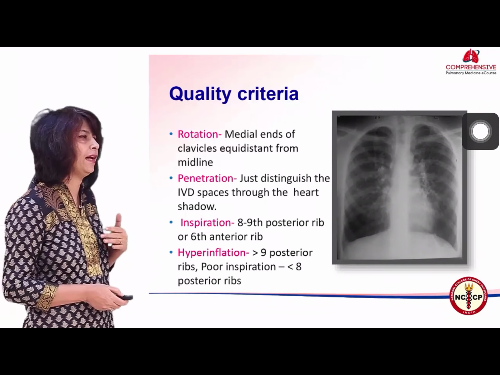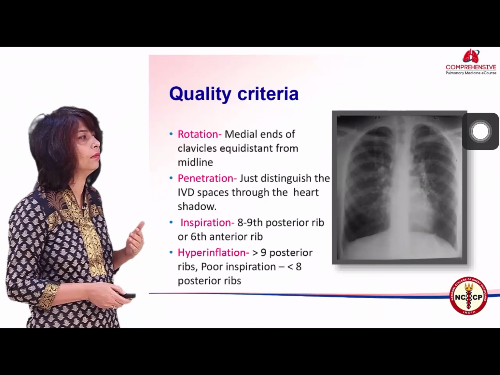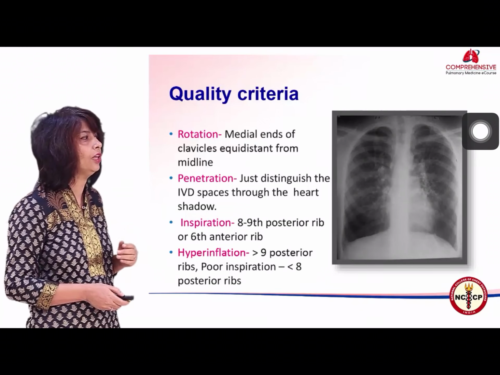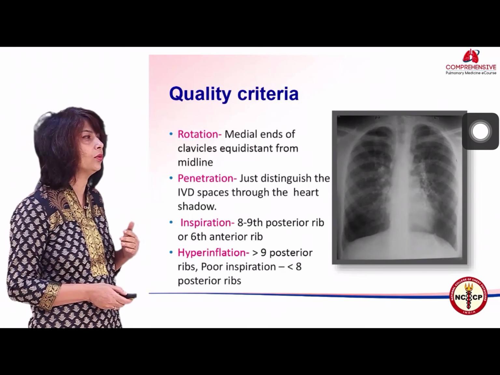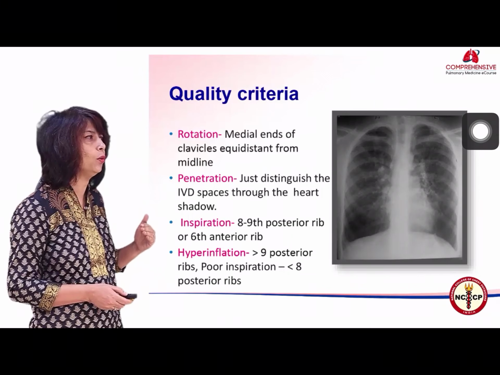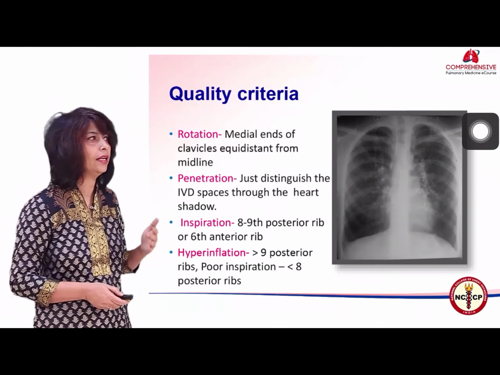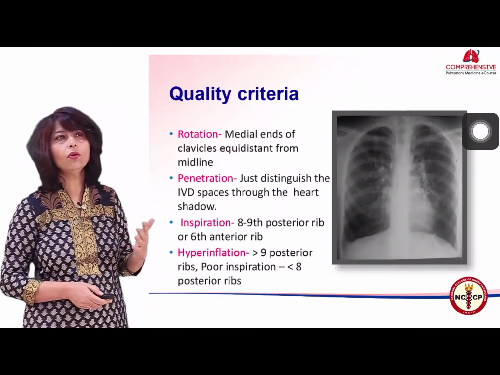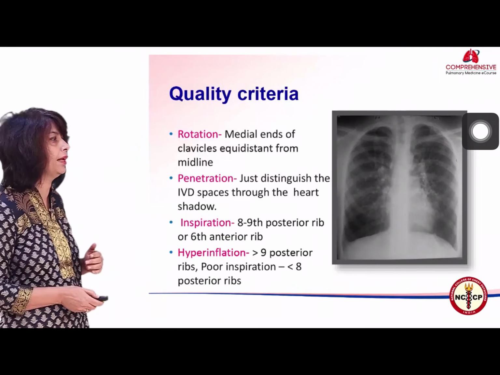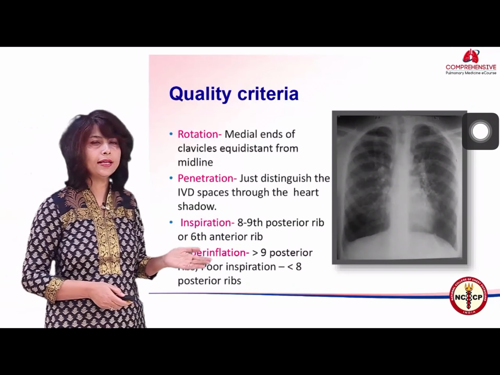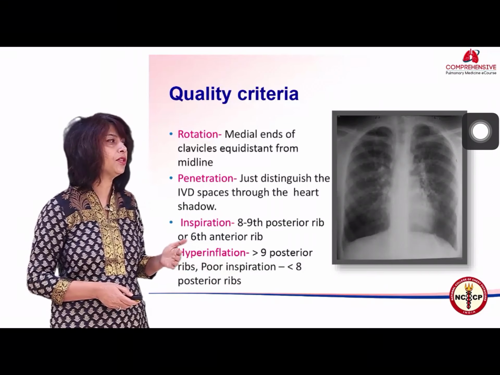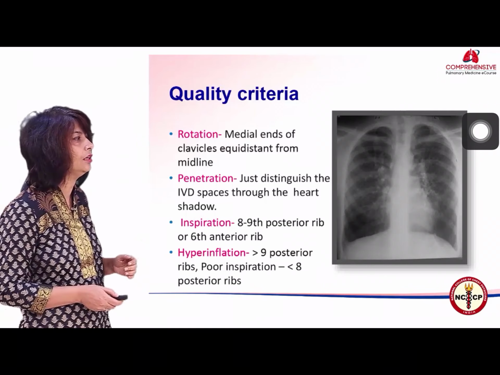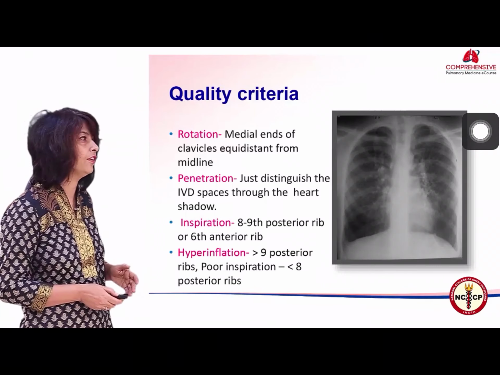In inspiration, depending on the person, in young people the posterior end of the rib goes up to about the 10th rib, but typically the 8th to 9th rib, while the anterior end slopes downwards and anteriorly in a PA radiograph. So the anterior end number will be less. You can see only till about the 6th rib end. Anything in excess of 9 posterior ribs is labeled as hyperinflation, but we will discuss as we go along further criteria for when we call it hyperinflated.